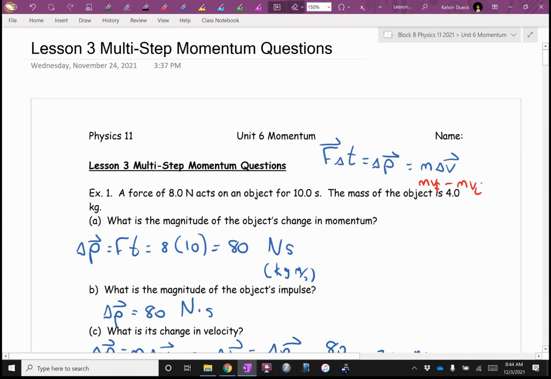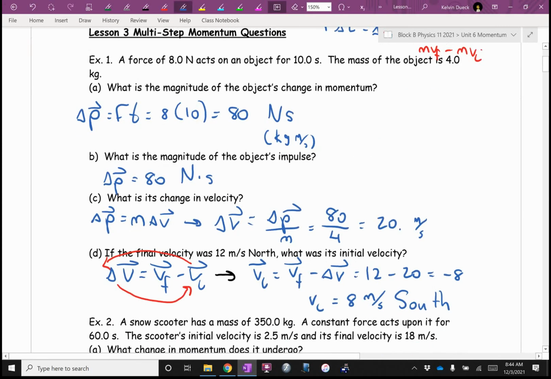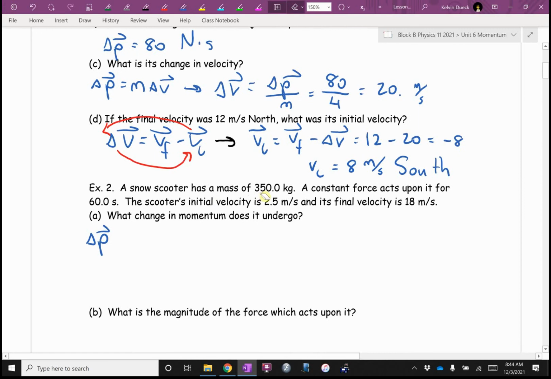Which of these am I going to use? Did they give me, Raphael, a force and a time? I see a time. Do you see a force in newtons anywhere? Not going to use that one. You know what they gave me? And? I'm going to use final minus initial.